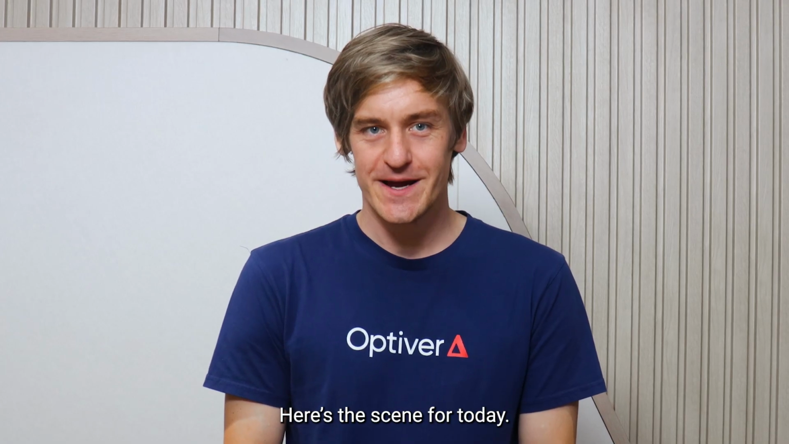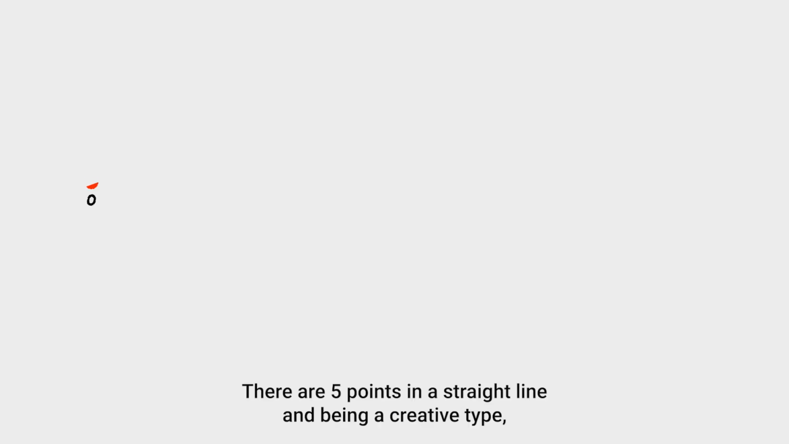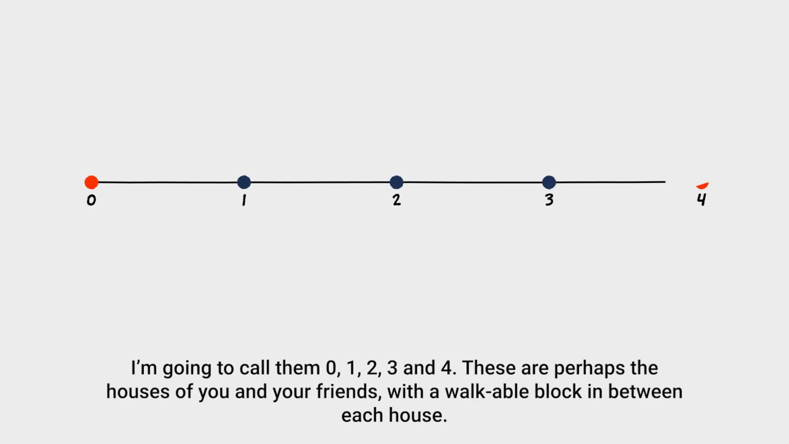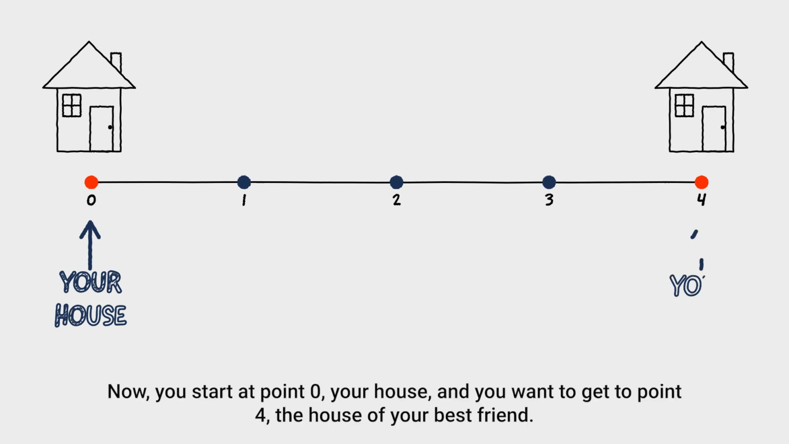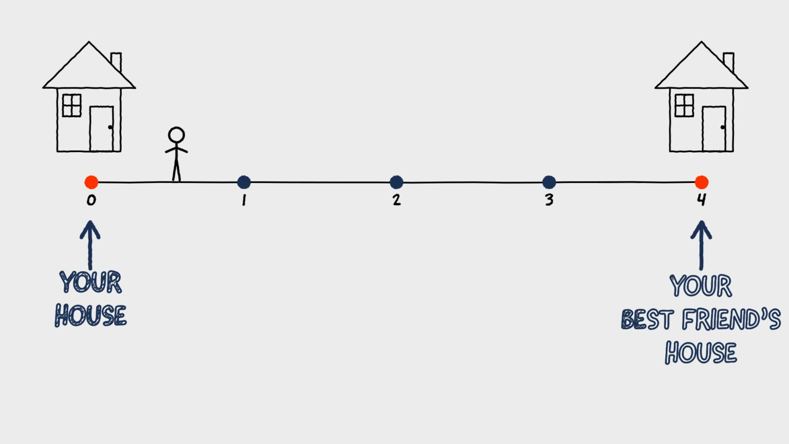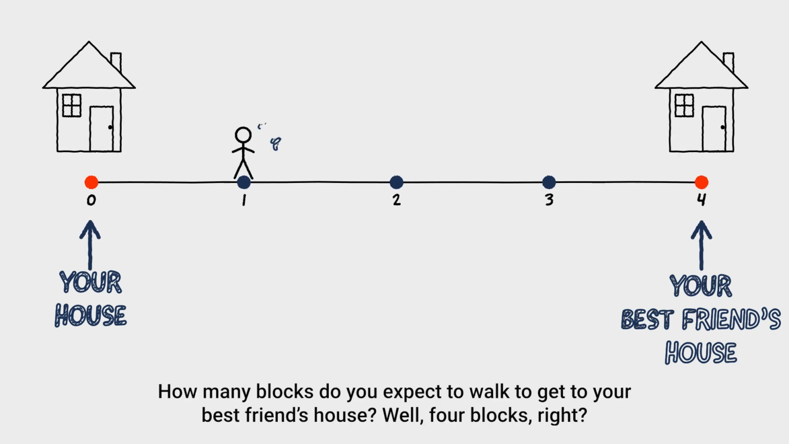Here's the scene for today. There are 5 points in a straight line, and being a creative type, I'm going to call them 0, 1, 2, 3, and 4. These are perhaps the houses of you and your friends, with a walkable block in between each house. Now, you start at point 0, your house, and you want to get to point 4, the house of your best friend. How many blocks do you expect to walk to get to your best friend's house?